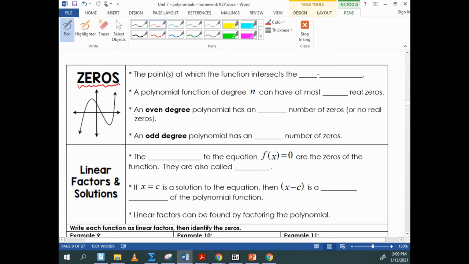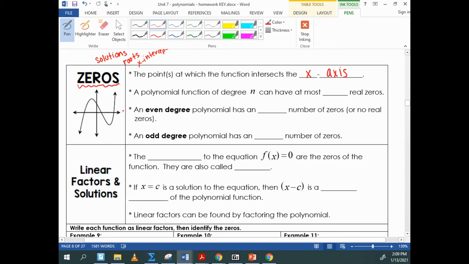Now, zeros is an interesting word, and it's a word in math that we actually use a lot of different words to represent. We actually used this in last lesson in 7-1, but we called them solutions. Sometimes you're going to call them solutions. Sometimes you'll hear them called roots. Sometimes you'll hear them called, this is most common, x-intercepts. So those are just fancy words for these zeros, but what it means is the point at which the function intercepts the x-axis right here.